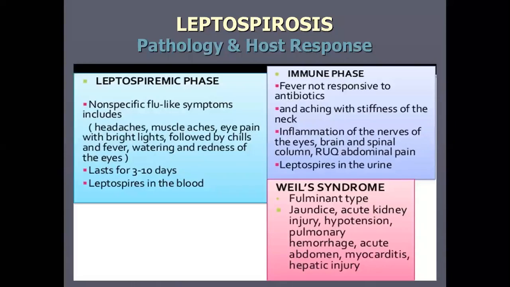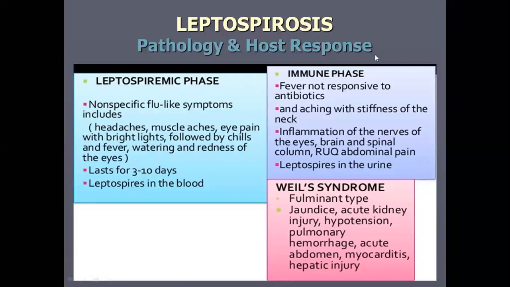Now, this again is to make you clearer about the leptospiremic phase. There are non-specific flu-like symptoms: headache, muscle pain, eye pain. There are chills followed by redness of the eyes. This initial leptospiremic phase lasts for about 3 to 10 days, and there is Leptospira in the blood. That's why we call it leptospiremia.